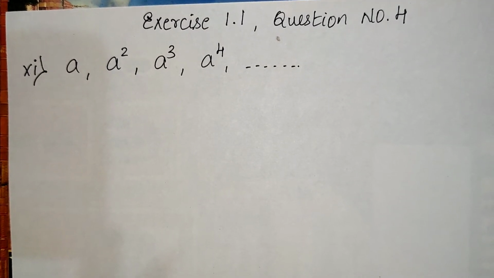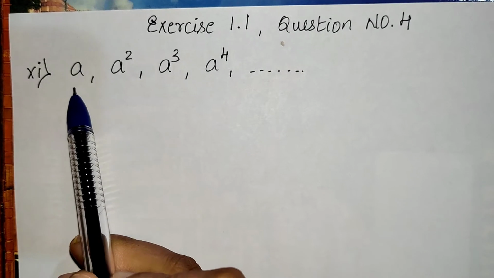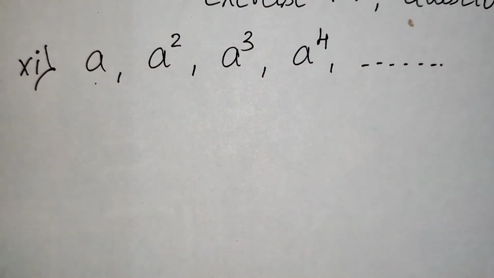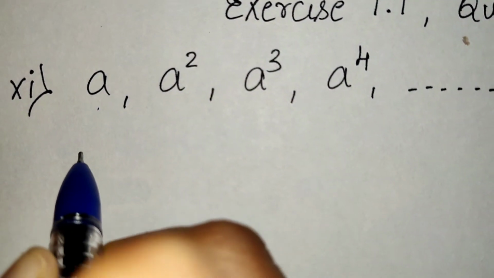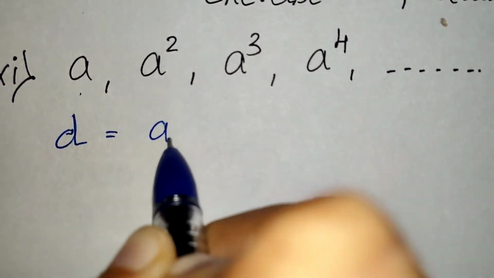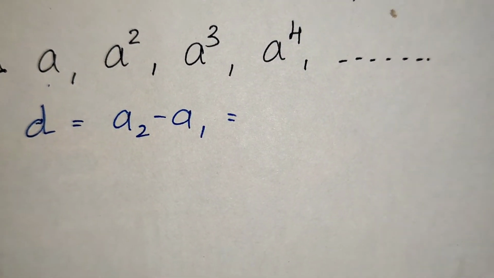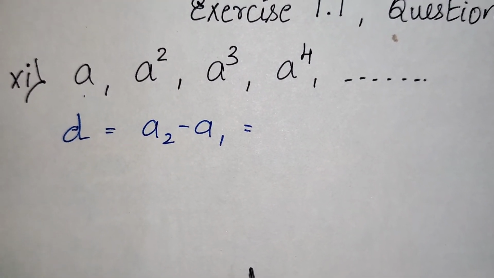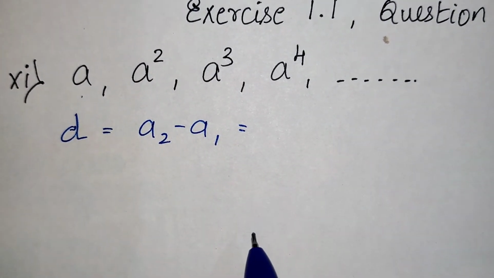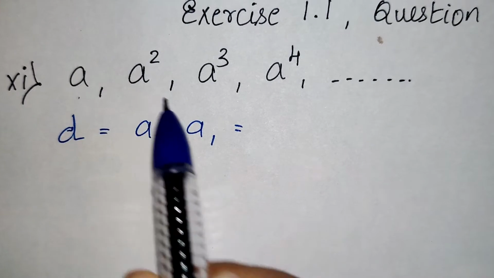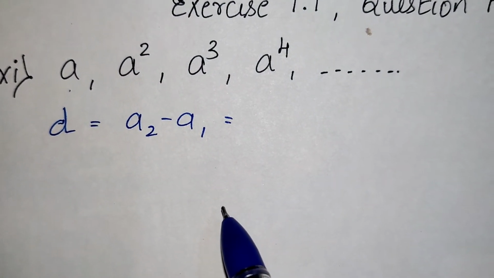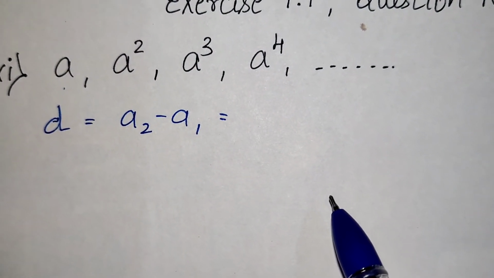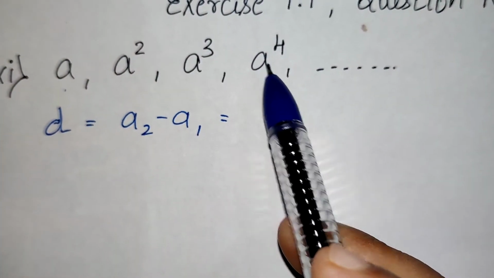So now let us see the 11th problem. They have given the terms as a square, a cube and a to the power of 4. Now let us find out the common difference. Common difference is denoted by letter D, and it is given by a2 minus a1. So here, children, let me ask you, which is our first term or a1? It is a. Which is the second term or a2? It is a square. Which is third term or a3? It is a cube. Which is fourth term or a4? It is a to the power of 4.